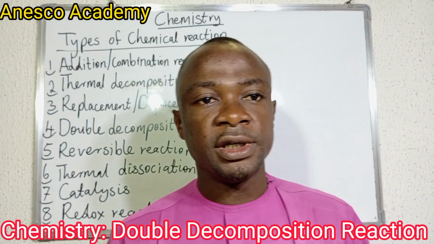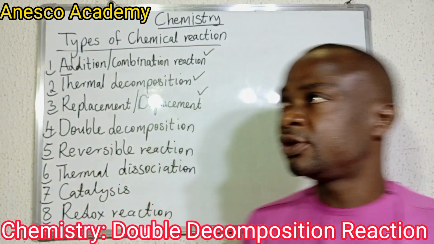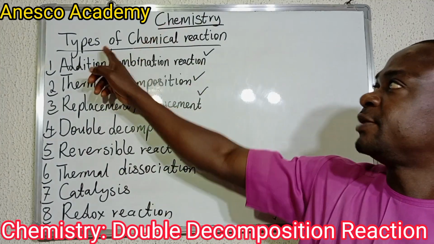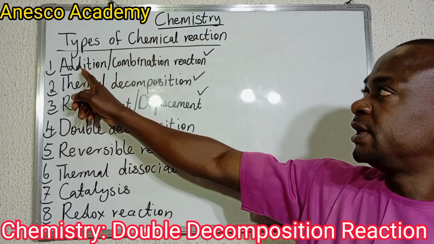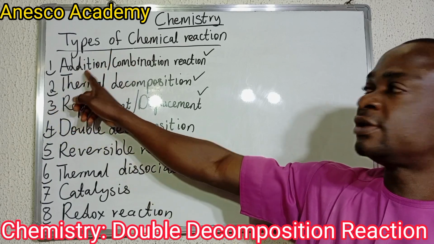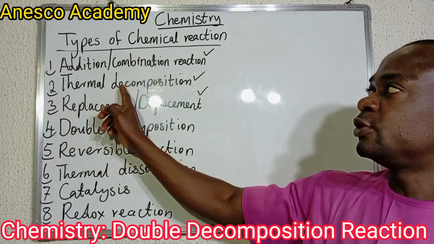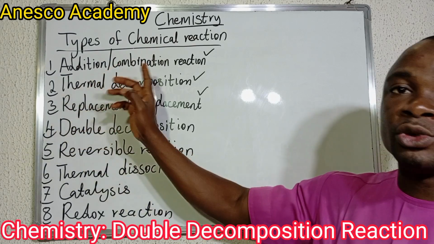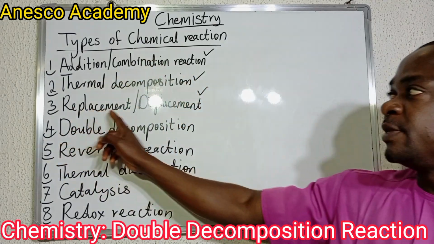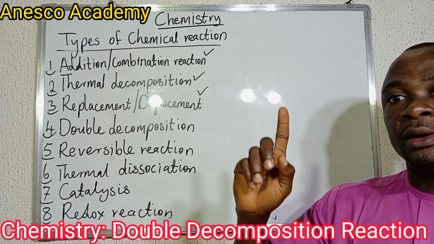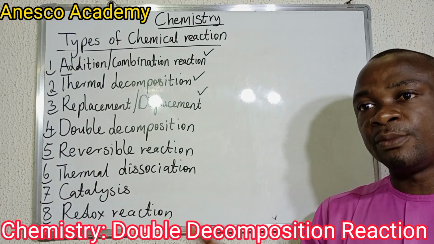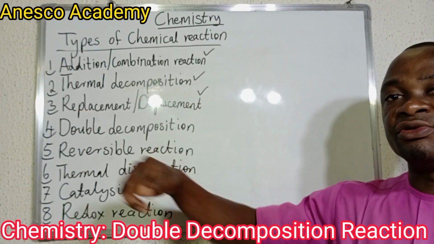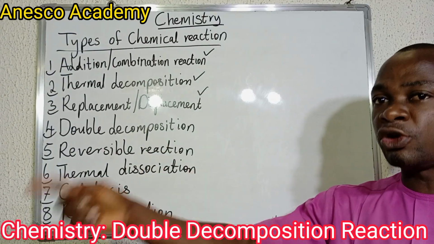This is still UNESCO Academy, and don't forget the topic for today in chemistry is types of chemical reaction. I've explained addition reaction, two reactants to form one product. Thermal decomposition, one reactant on heating breaks down to form two or more products. Replacement reaction, where an element combines with a compound and that element replaces another element in that compound.